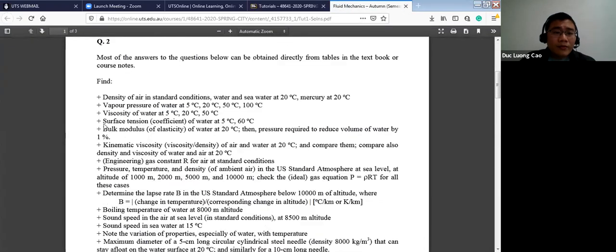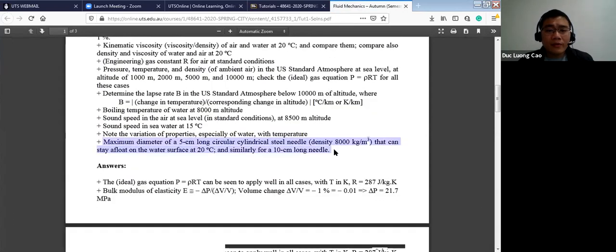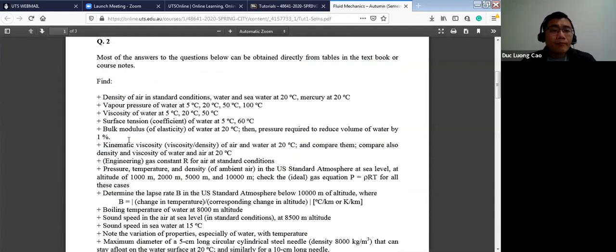Okay, so surface tension coefficient, and this one you have from the table. The surface tension coefficient you will use to find surface tension force, and how to find surface tension force you have from the last question. Surface tension force will be equal to surface tension coefficient times the contact length between the objects and the water surface.